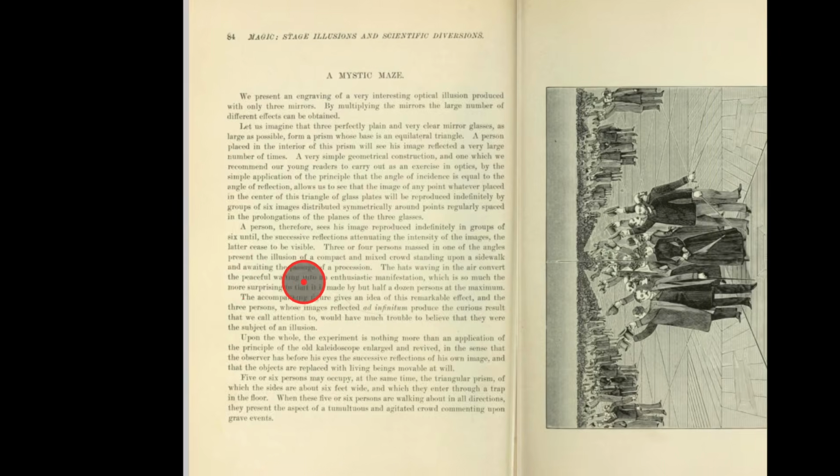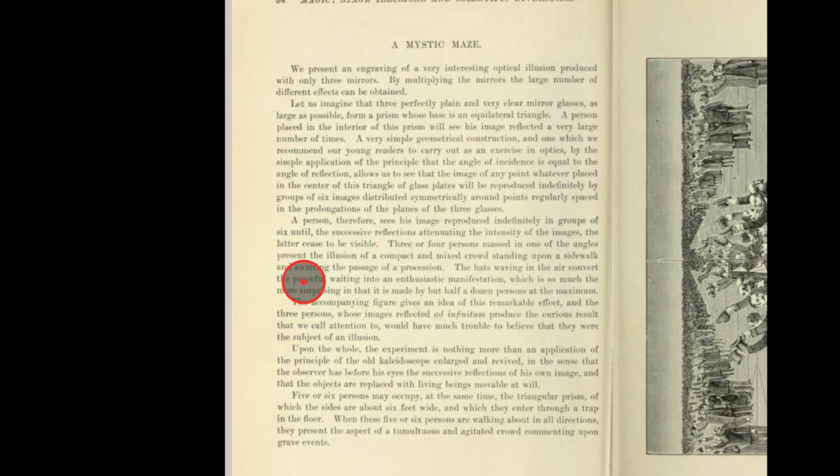And shall we read this? Oh, I don't really fancy reading it, but I'll do it anyway. We present an engraving of a very interesting optical illusion produced with only 3 mirrors. By multiplying the mirrors, a large number of different effects can be obtained. Let us imagine that 3 perfectly plain and very clear mirror glasses, as large as possible, form a prism whose base is an equilateral triangle. A person placed in the interior of this prism will see his image reflected a very large number of times.